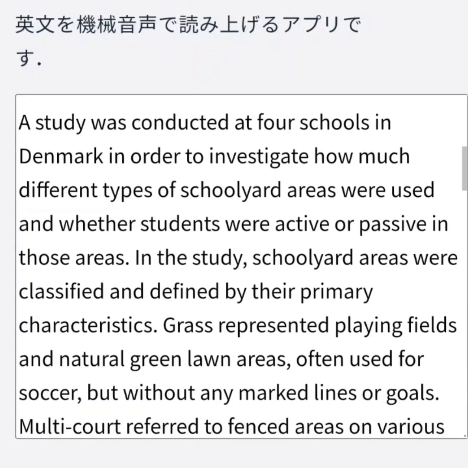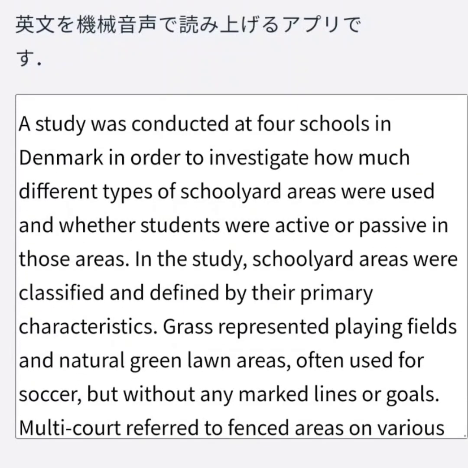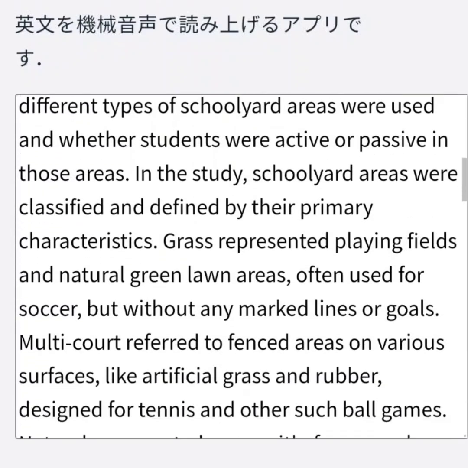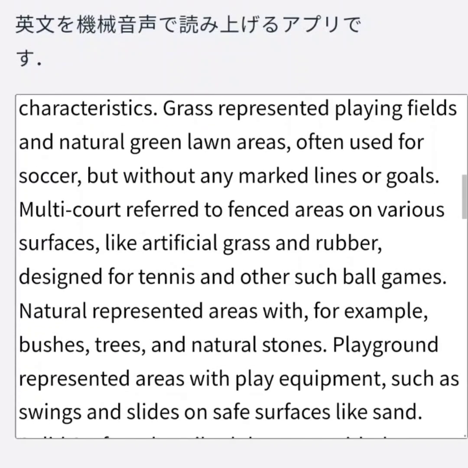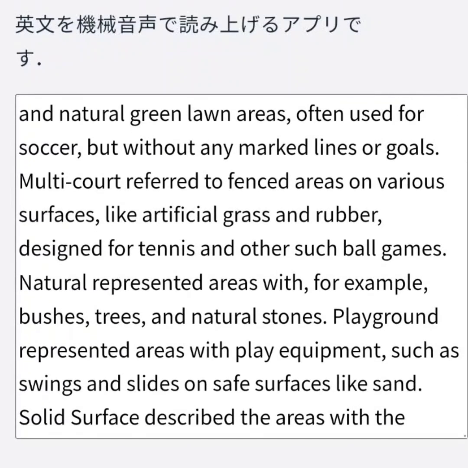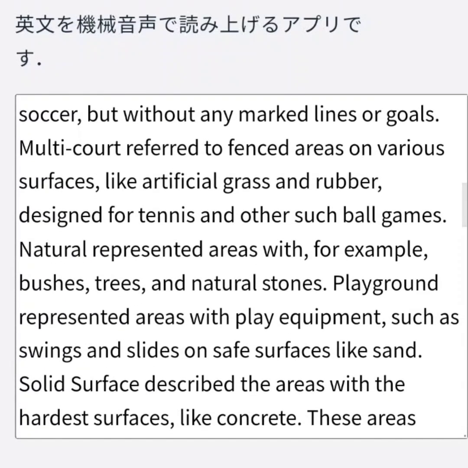A study was conducted at 4 schools in Denmark in order to investigate how much different types of schoolyard areas were used and whether students were active or passive in those areas. In the study, schoolyard areas were classified and defined by their primary characteristics. Grass represented playing fields and natural green lawn areas, often used for soccer, but without any marked lines or goals.